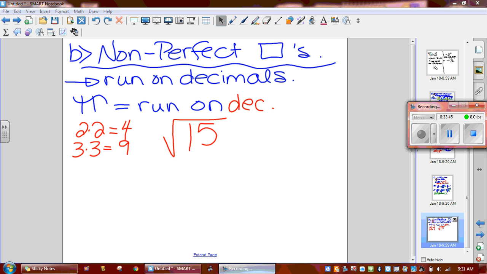Push pause now and play when you're ready. Wait, you weren't paused? This concludes the review for Unit 1, Powers and Roots.